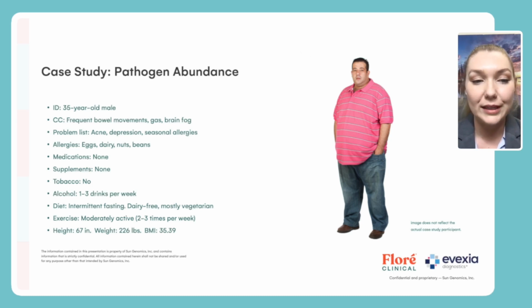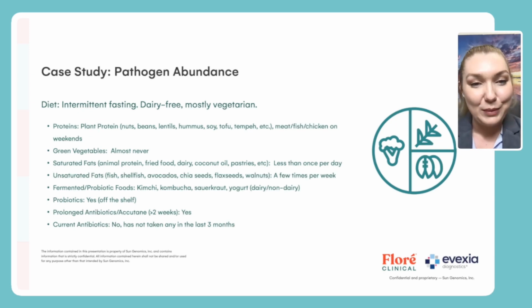He has 1 to 3 alcoholic beverages per week. He is practicing an intermittent fasting diet. He is dairy-free and mostly vegetarian. He exercises 2 to 3 times per week, and his BMI is 35.39.